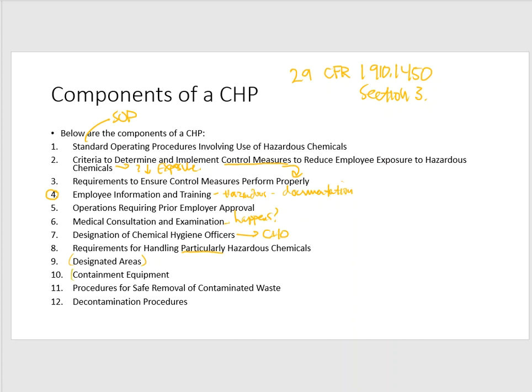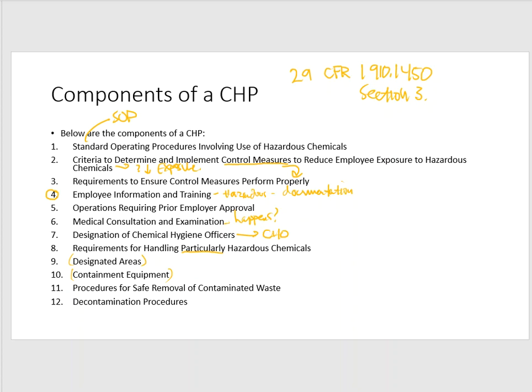Number 10, containment equipment. That basically means what kind of things are you implementing in place, like a clean room or a vented hood, that's allowing your exposure to be minimal.